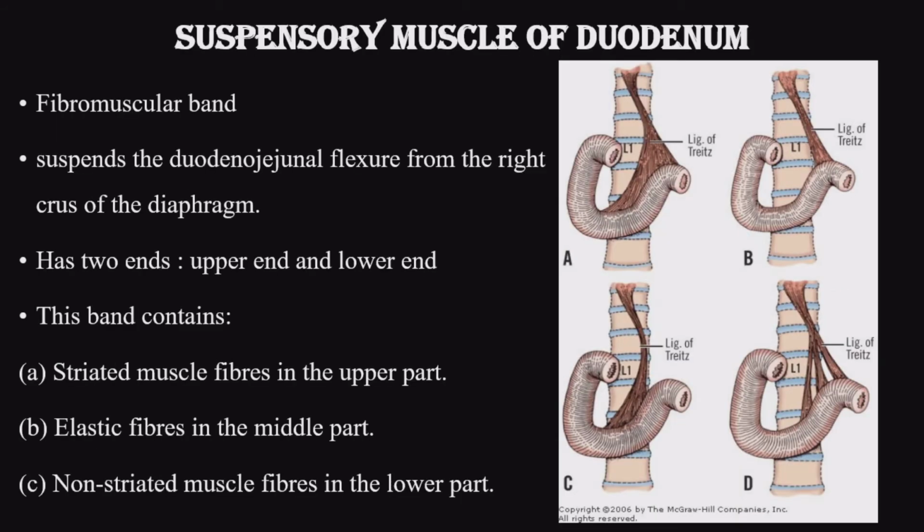Suspensory muscle of the duodenum, also called the ligament of Treitz. It is a fibromuscular band which suspends the duodenojejunal flexure from the right crus of the diaphragm. Its upper end is attached to the right crus of the diaphragm and the lower end is attached to the posterior surface of the duodenojejunal flexure. This fibrous band contains striated muscle fibers in the upper part, elastic fibers in the middle part, and non-striated muscle fibers in the lower part.